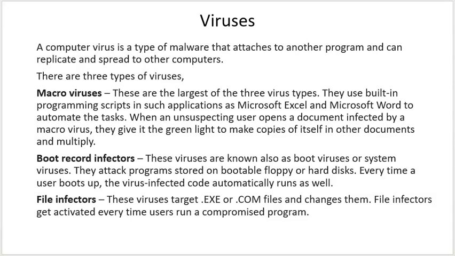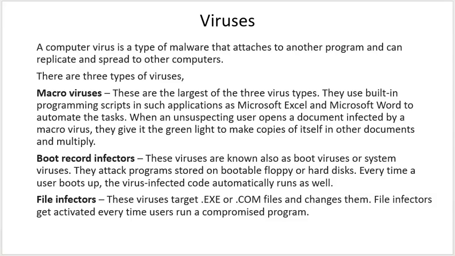A macrovirus, these are the largest of the three virus types. They use built-in programming scripts in such applications as Excel or Word to automate tasks. When an unsuspecting user opens a document infected by a macrovirus, they give it the green light to make copies of itself in other documents and multiply. That's why every security chief in the world says don't open unauthorized documents.